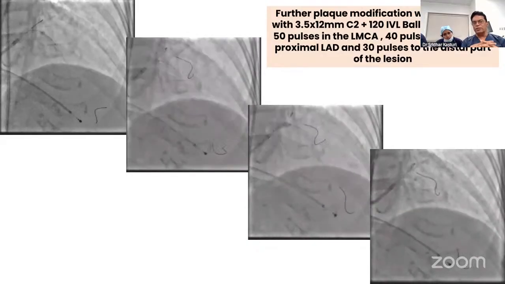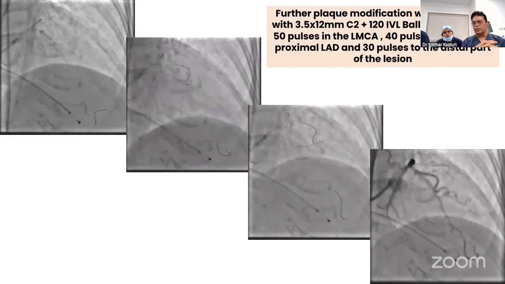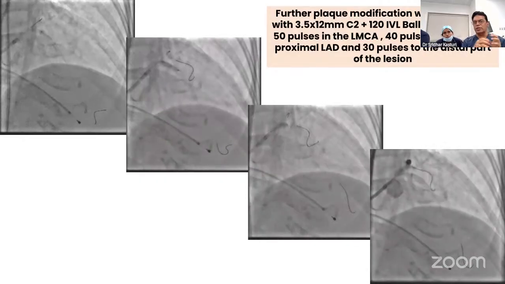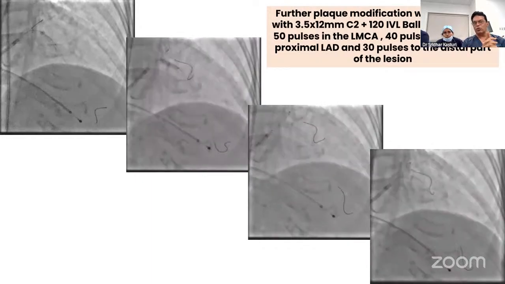But what we generally feel in a calcium nodule is that rotational atherectomy and orbital atherectomy definitely shave it, so that the luminal gain will be much better. So a combination of devices will be more useful.